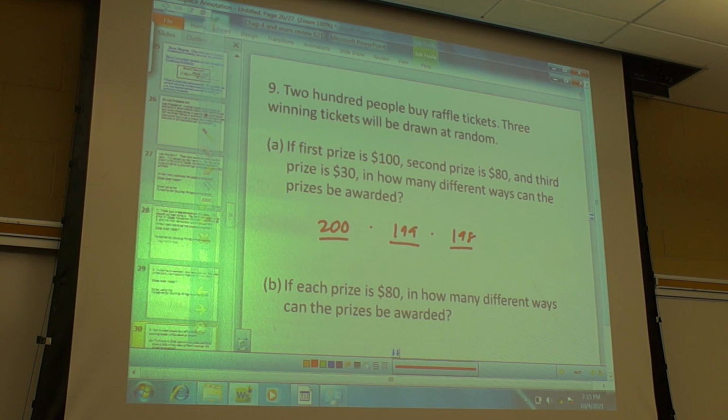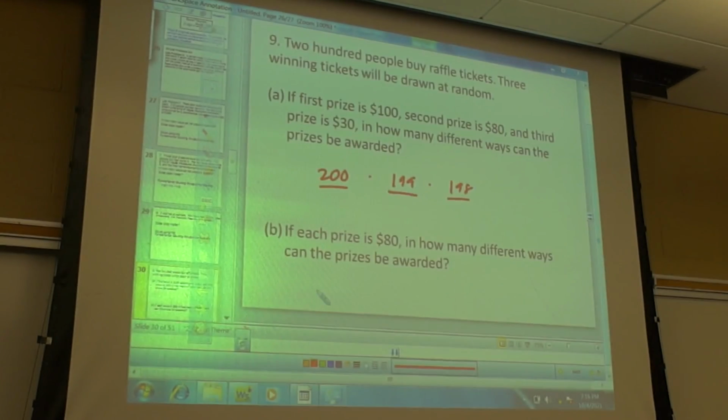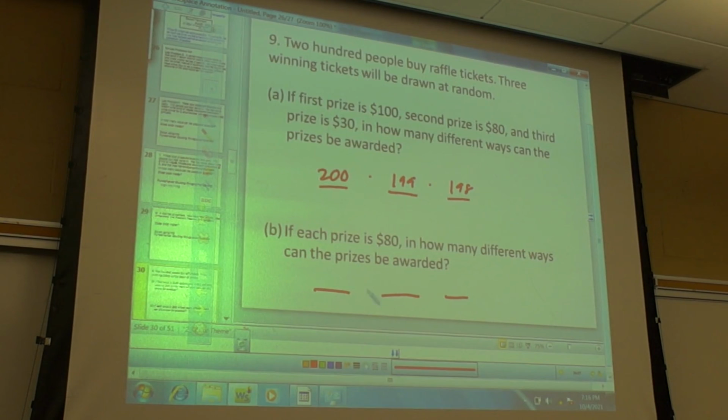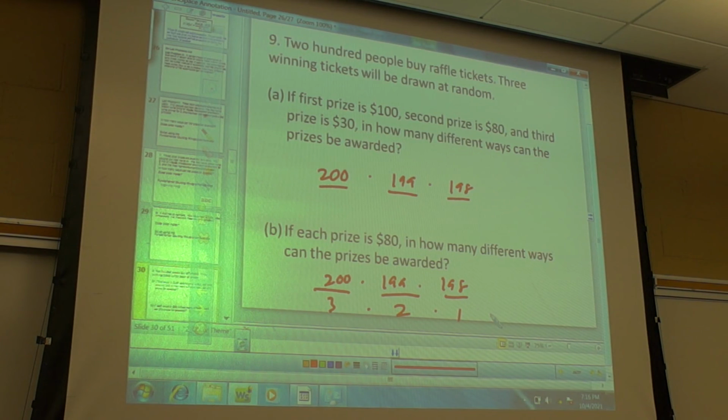Last one, they're all $80. Does order matter now? No, they're all the same. So it's chaos. So you do the first thing, 200 times 199 times 198, but then you divide out the duplicates. 3 times 2 times 1. Good? All right.